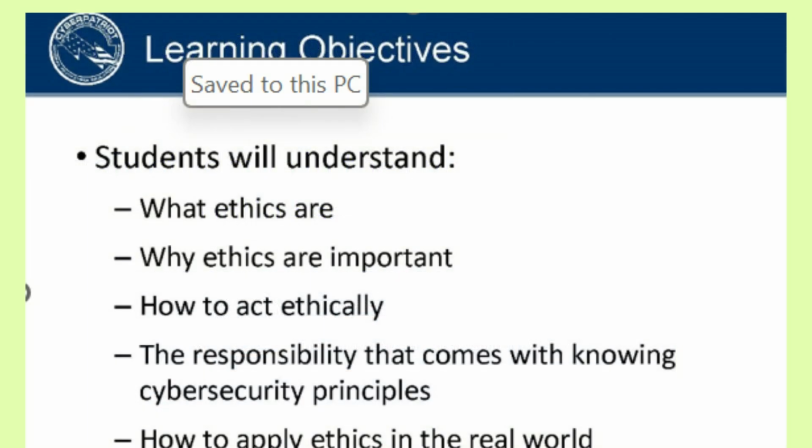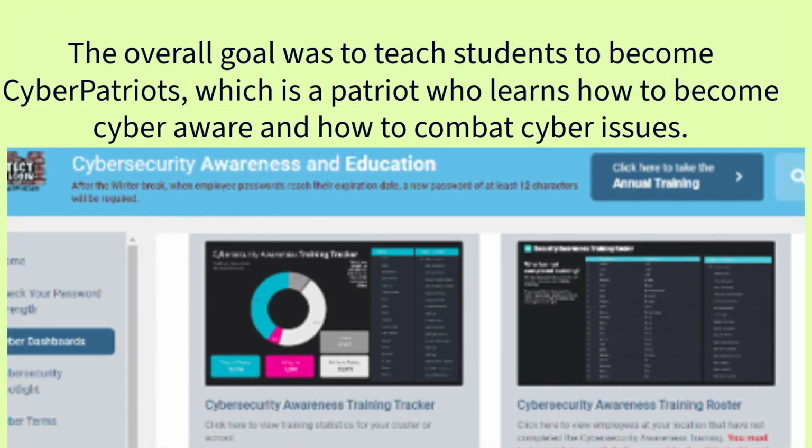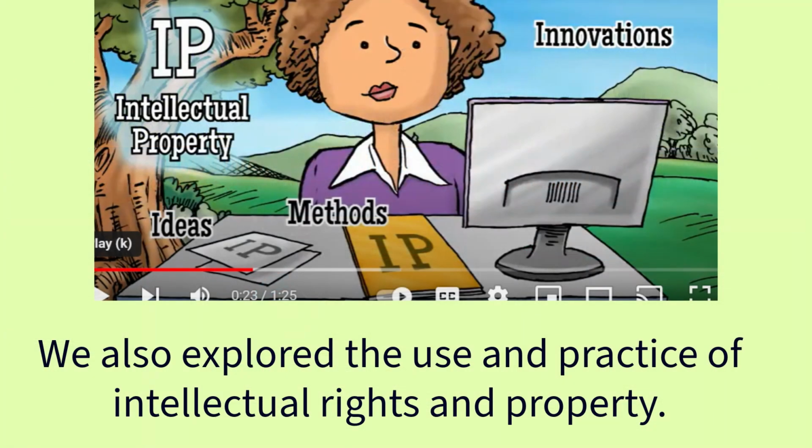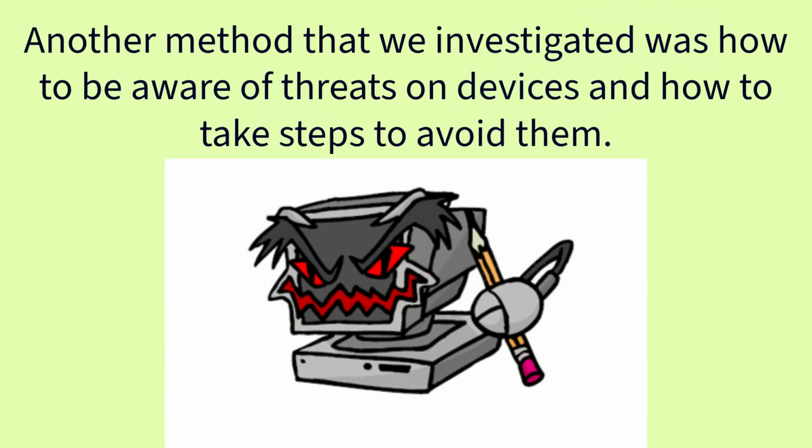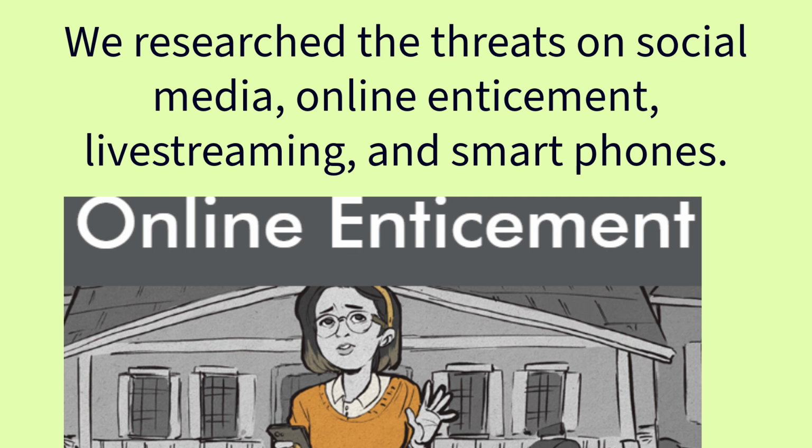To understand more about ethics, we reviewed the learning objectives. The overall goal was to teach students to become cyber patriots, which is a patriot who learns how to become cyber aware and how to combat cyber issues. We also explored the use and practice of intellectual rights and property. Another method that we investigated was how to be aware of threats on devices and how to take steps to avoid them. We researched the threats on social media, online enticement, live streaming, and smartphones.